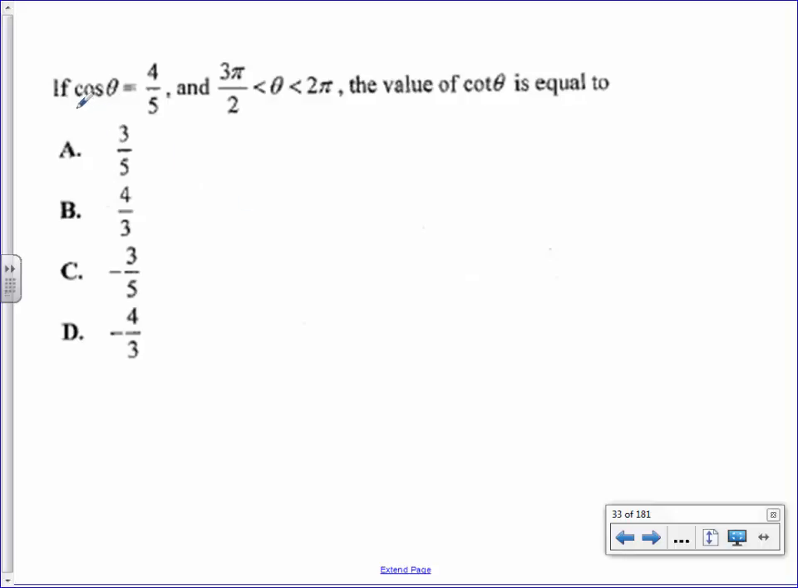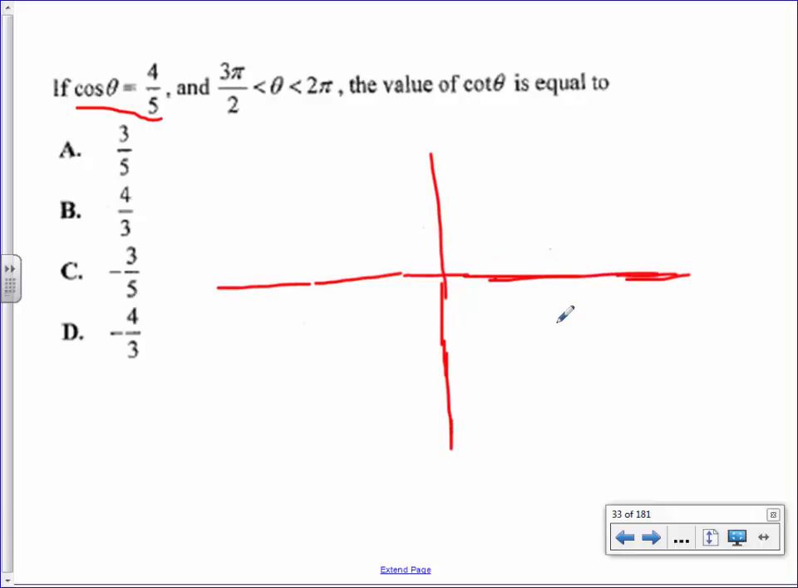So the very first thing I come across here is they tell you that cosine of theta is 4/5. So that is enough to actually start plotting on a grid two possible triangles. I'm going to plot them both now, but we're actually going to eliminate one in a second. If cosine is 4/5, that means cosine has to be a positive value. Where is cosine positive? Either in this first quadrant right here, or possibly in this quadrant right here. Those are the two possibilities.